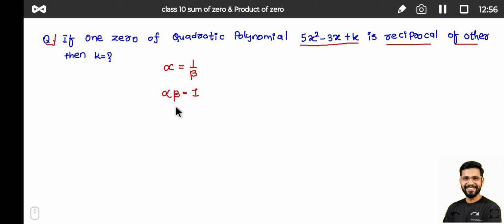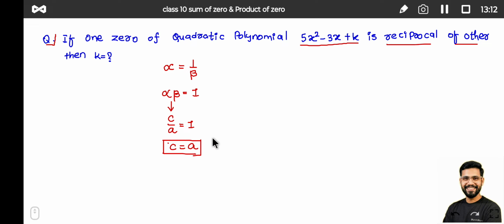And what is alpha into beta? The product of zeros. So the formula for the product of zeros is nothing but c upon a, which is equal to 1. So if we do the cross multiplication again, we will get c is equal to a. Okay, so we got one result. Whenever one zero of the quadratic polynomial is reciprocal of the other, in that case c and a must be equal. So if you look at our question, what is the value of a here? 5. Okay, and what is the value of c, which is nothing but k.